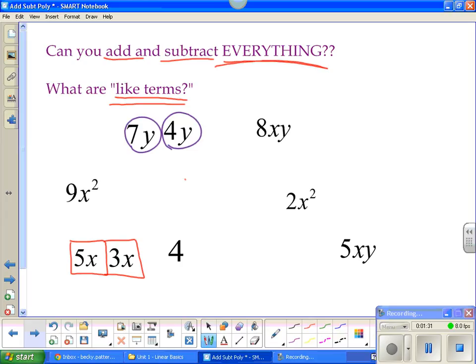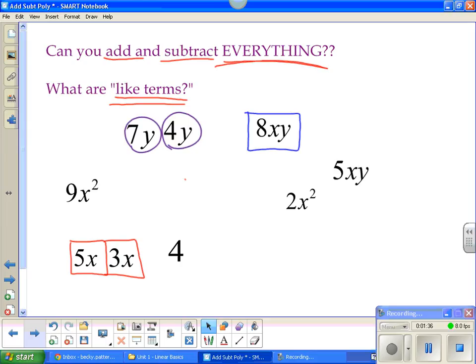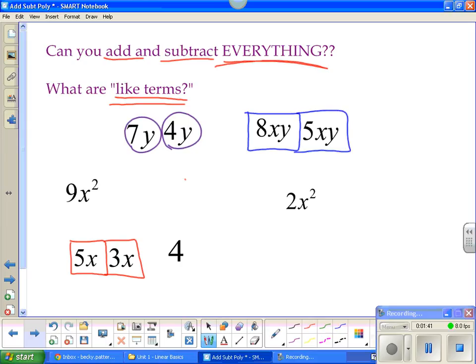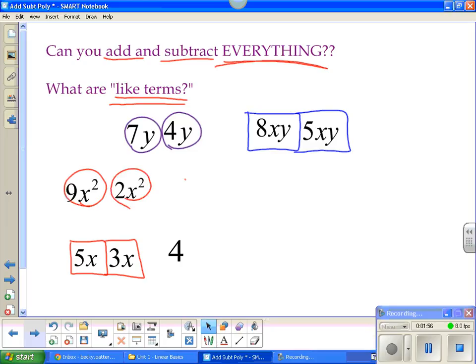If I look at the 8xy, his like term is the 5xy. They are like terms because they both have an x and they both have a y. If I look at the 9x squared, his like term would be the 2x squared. Sad little 4 right here doesn't have any like terms because there are no other terms up here that just have a number with no letters.